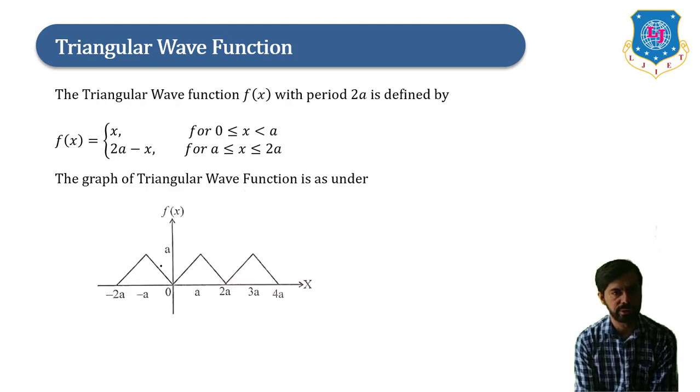So here this is the graph of triangular wave function. So here in this graph we can say that f of x is equal to x for 0 less or equal to x less than a, and for a less or equal to x less or equal to 2a, it is 2a minus x. Okay, so here for 0 to a, f of x is equal to x, this is f of x equal to x line. Okay, and for a less than x less than 2a, it is 2a minus x. Okay, so this is the graph of triangular wave function.